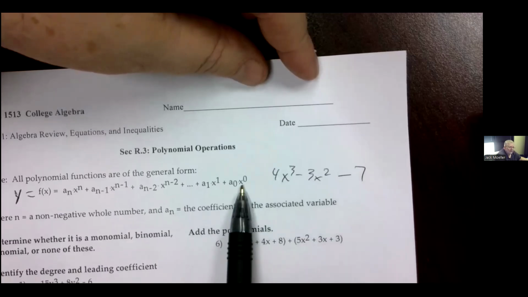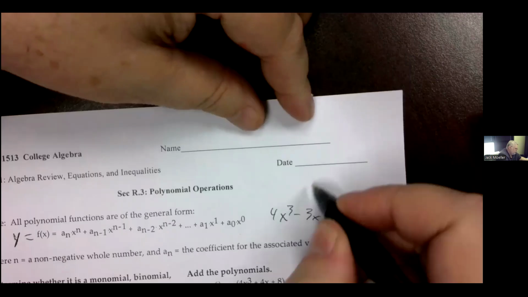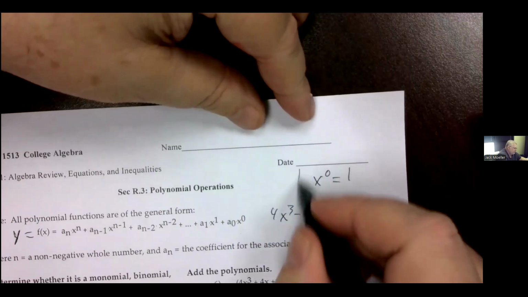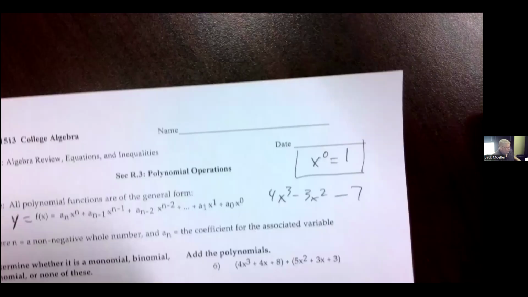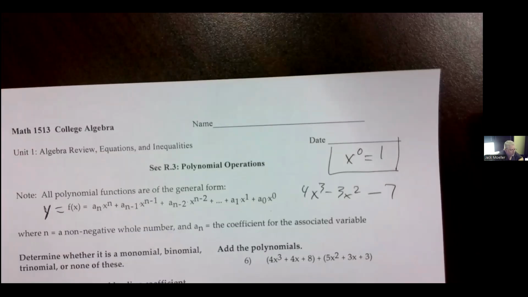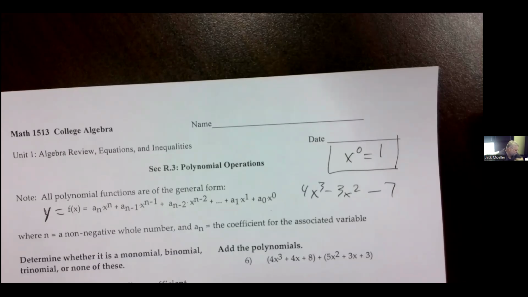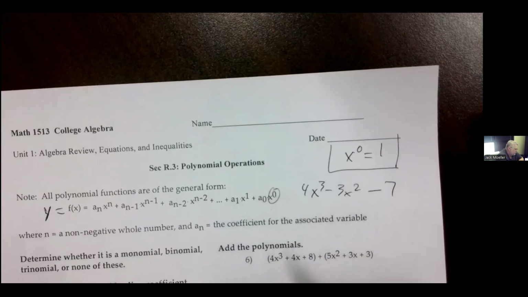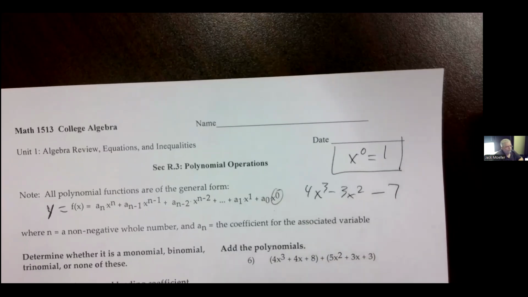When you see that x to the 0, this is one of those review things. X to the 0, by definition, means 1. The reason for that is a 0 exponent means something divided by itself. So we don't normally put that x to the 0 there. We just leave it off because it's not necessary, but just know that x to the 0 just means 1.